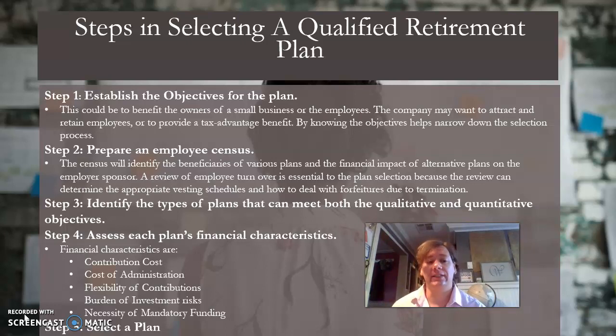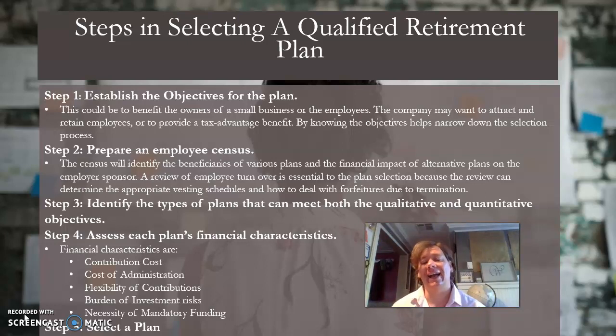Prepare an employee census is step 2. The census will identify the beneficiaries of various plans and the financial impact of alternative plans on the employee sponsor. A review of the employee turnover is essential to the plan selection because the review can determine the appropriate vesting schedule and how to deal with forfeitures due to termination.